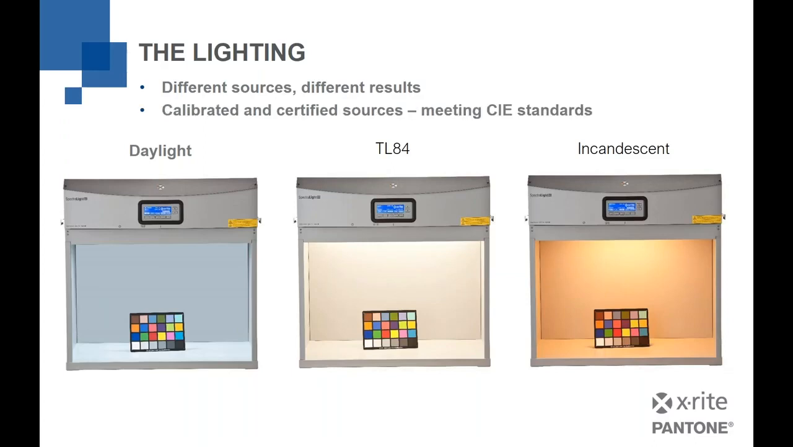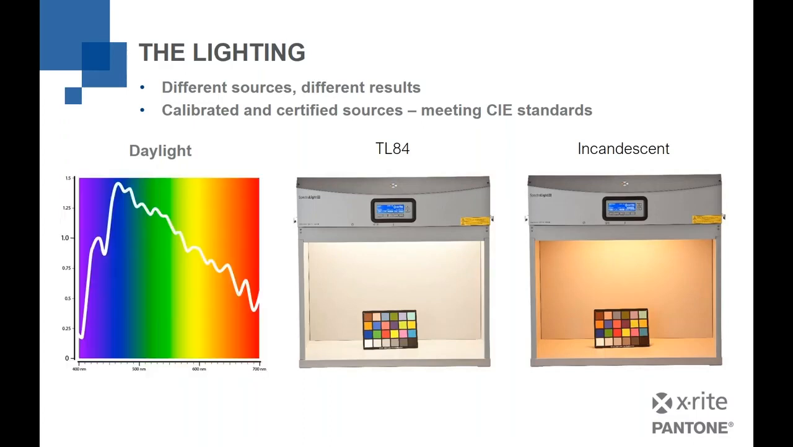It's also important that those light sources are calibrated and certified, meeting CIE standards. CIE is the sanctioning body, if you will, in the world for what a light source means. So I'm going to replace these pictures with how the CIE would define a light source. One of the daylight light sources they would define as this. This is called spectral power distribution. Essentially, we're looking at how much of each color of the spectrum is inside that light. So daylight looks like that.